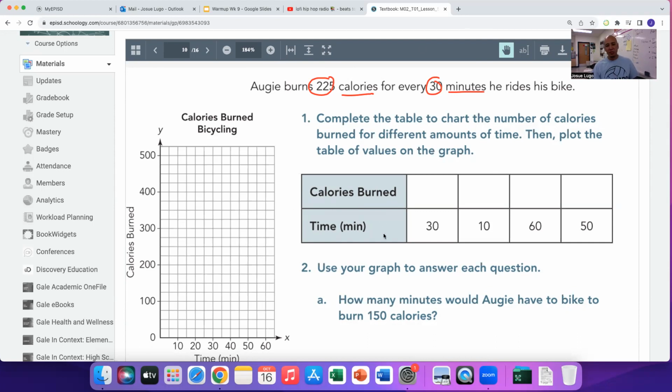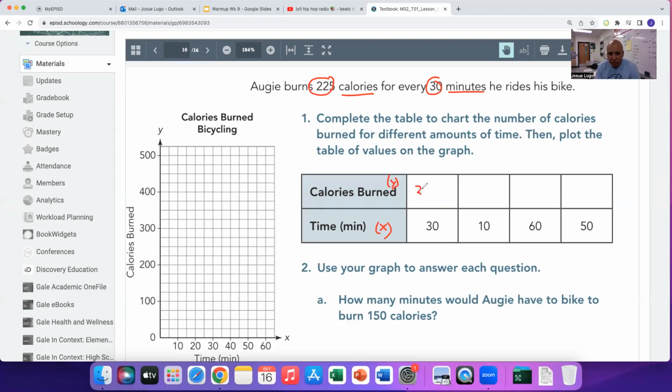Now, firstly, guys, notice that time happens first. Time's going to happen no matter what. That is independent. That is going to be my X. And we can see that here on the graph, that time is on the X axis. And calories burned is going to be Y. That's going to be dependent on the time. So that's going to be up here on my Y variable.